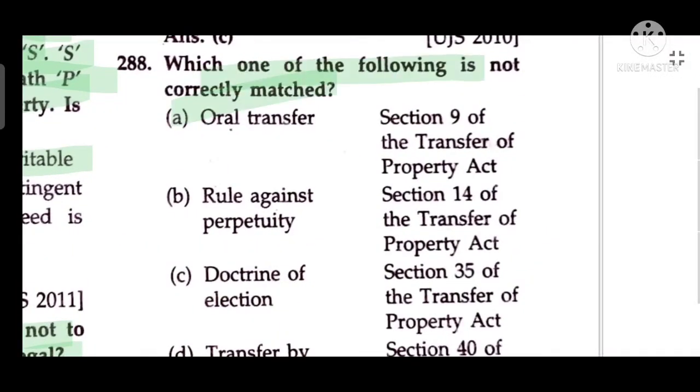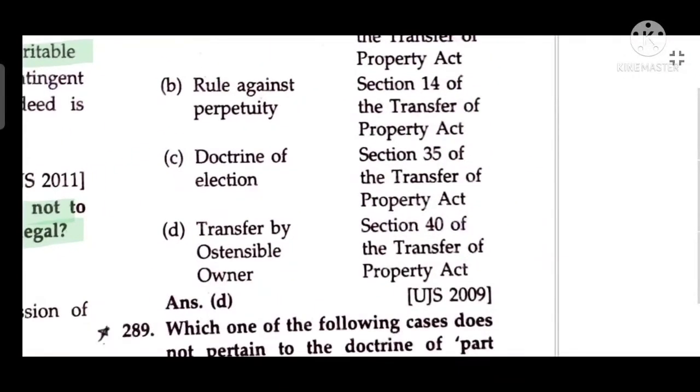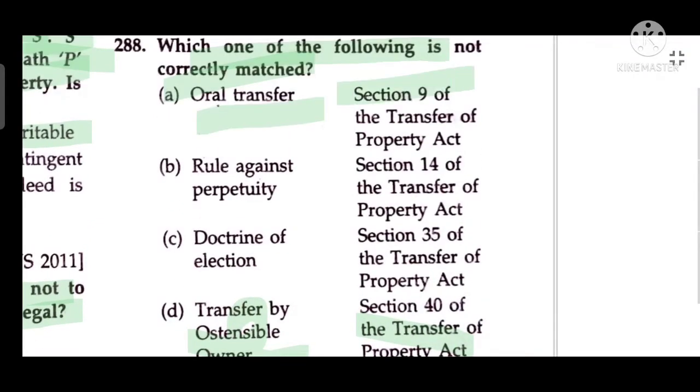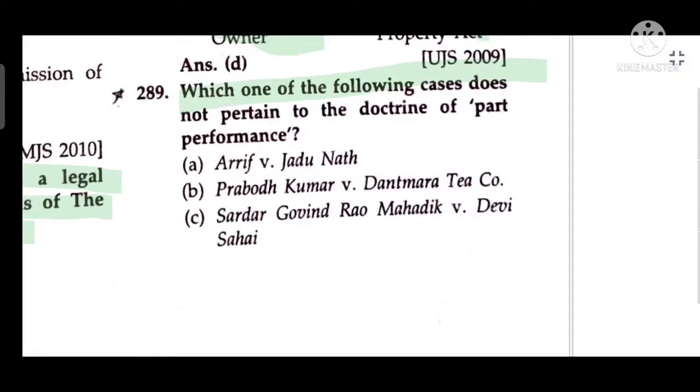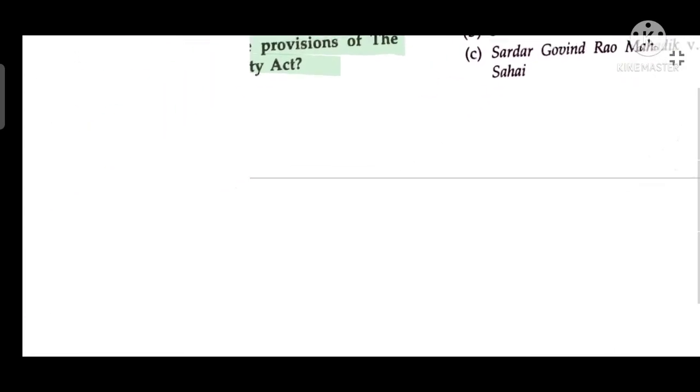Which one of the following is not correctly matched? This one, 41. Oral transfer, section 9. Rule against perpetuity, section 14. Doctrine of election, section 35. Which one of the following cases does not pertain to the doctrine of part performance? Pertinent.